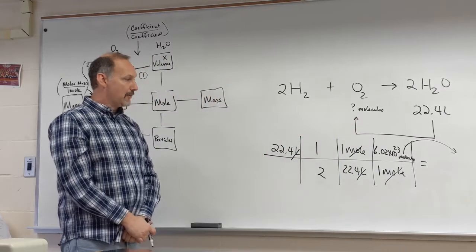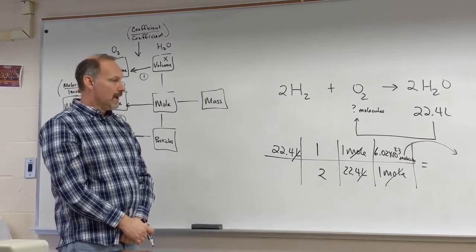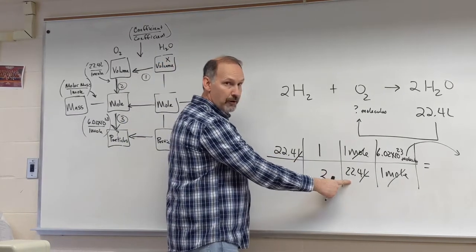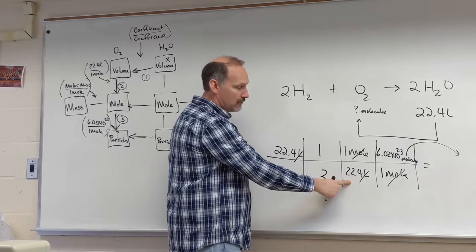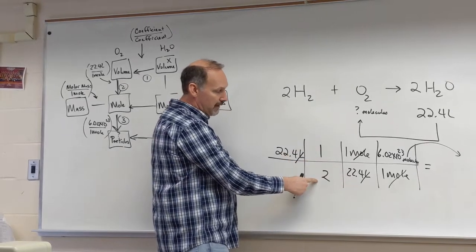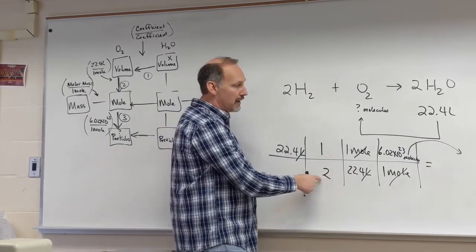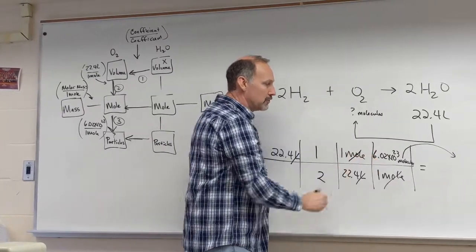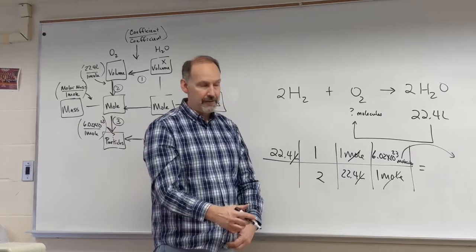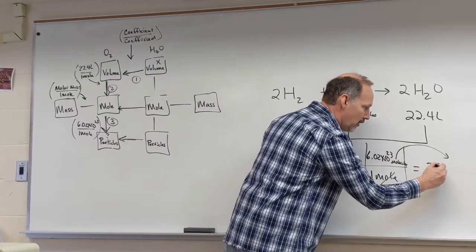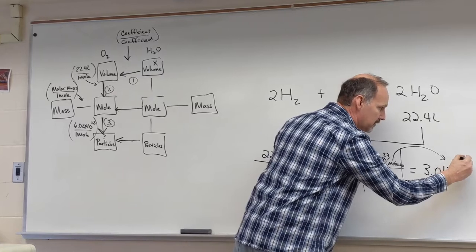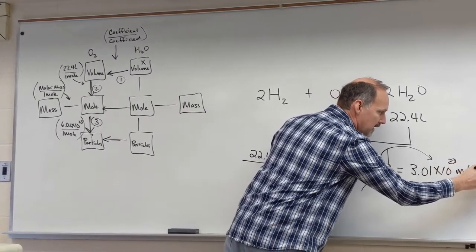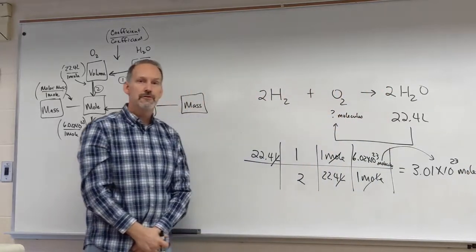So now the math is all set up. So I'm going to just do the math. I have 22.4 divided by 22.4 is 1. And then 1 divided by 2 is a half. And so then I want a half of that number. And so when you take 6.02 times 10 to the 23rd and divide it in half, you get 3.01 times 10 to the 23rd molecules. Check that on your calculator to prove I'm right, but you should find out that's true.